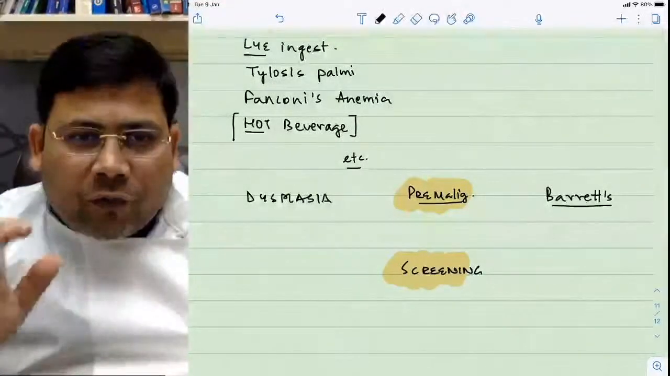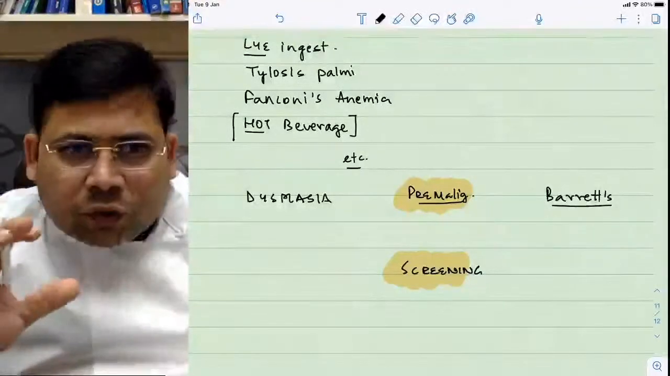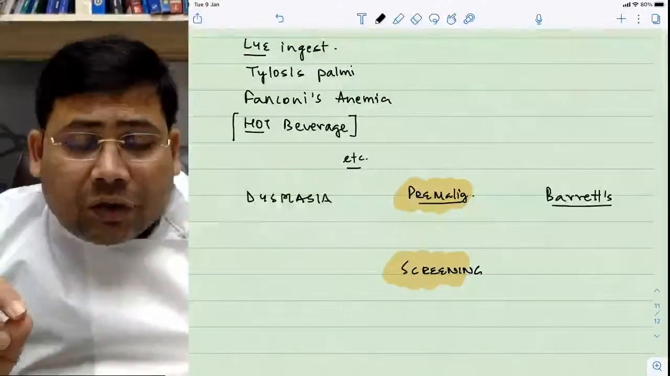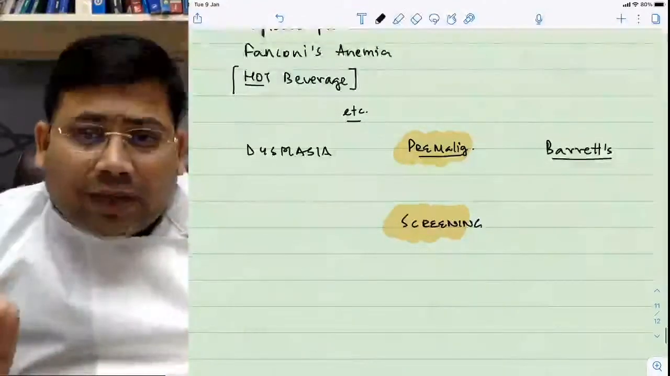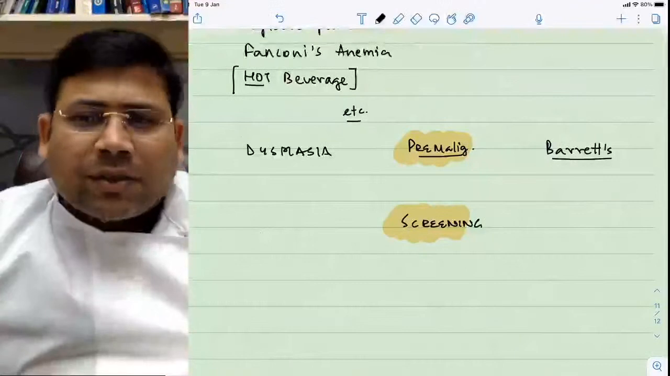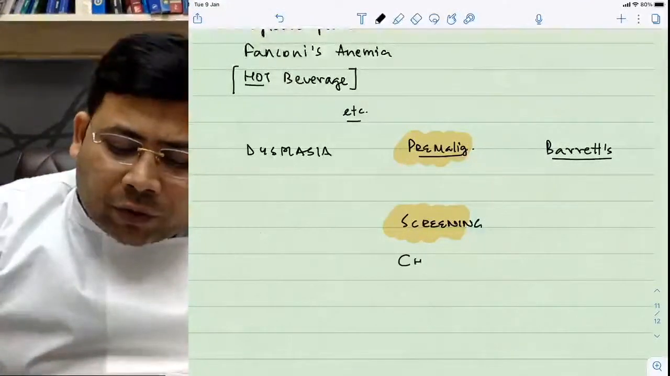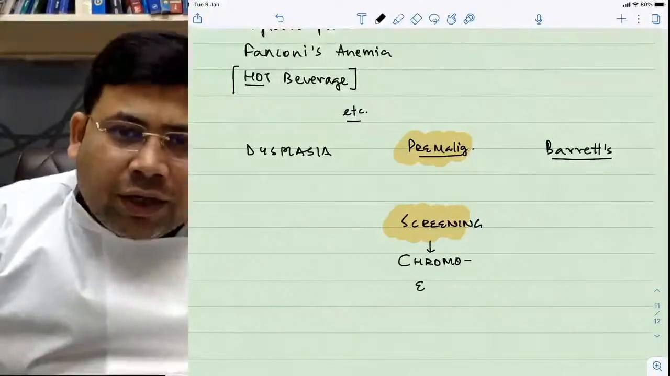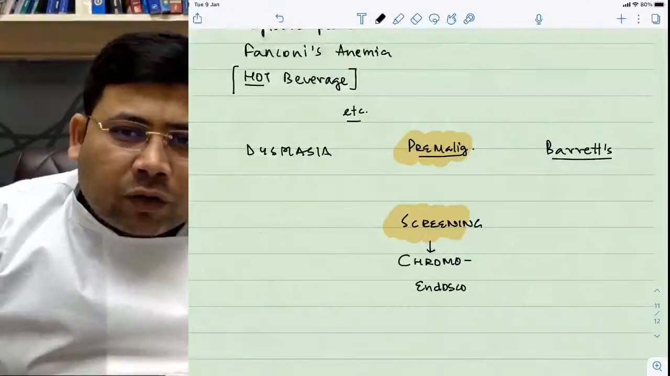Now, with endoscopy, if you want to screen a tissue for cancer, you have to use some special agents or stains. That type of endoscopy which is utilized for screening purposes, where you use stains, is known as chromoendoscopy. So how do you do screening? With the help of chromoendoscopy.